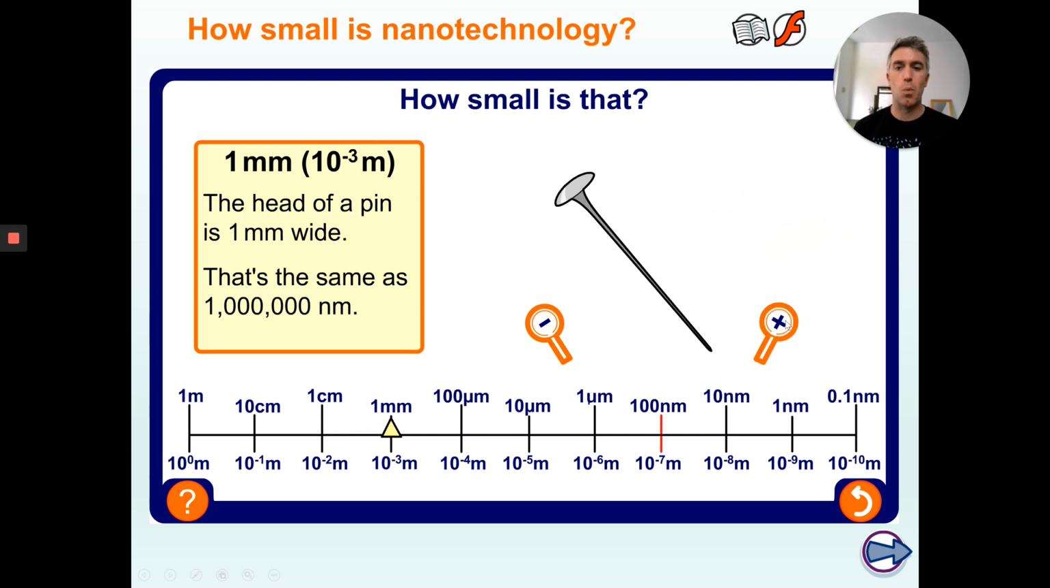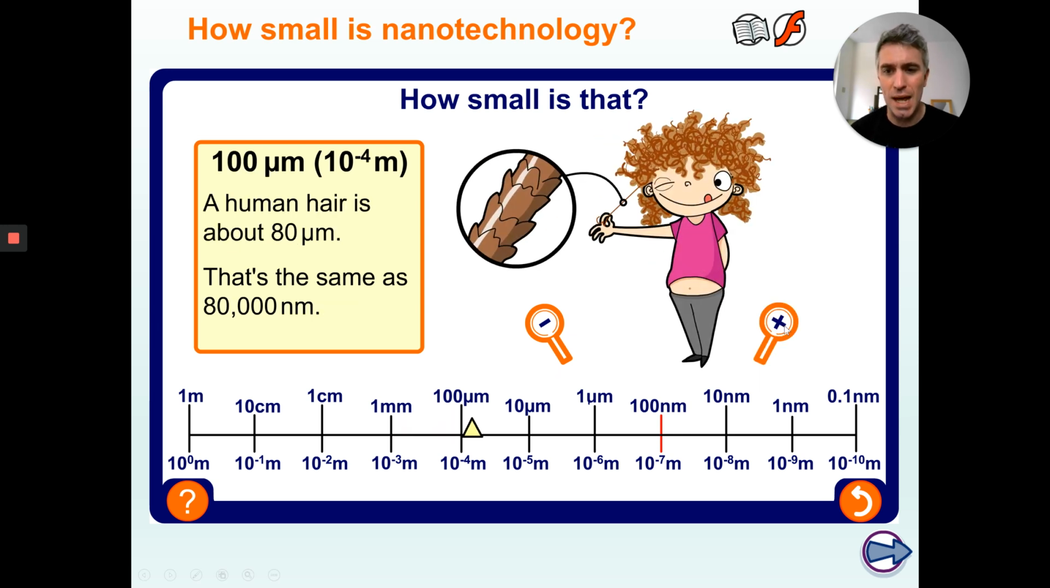The head of a pin, 1 millimeter. Only 1 million nanometers. Pretty small. The human hair is 80. What's that symbol? Micro. 80 micrometers. Very small. That's the same as 80,000 nanometers.